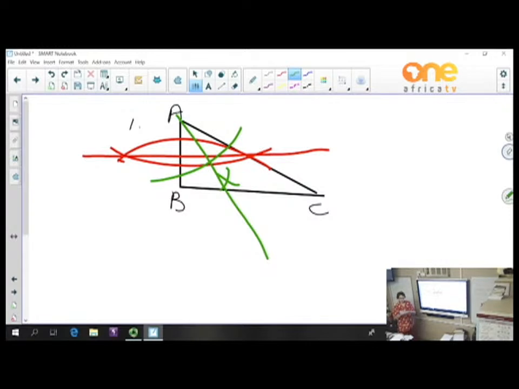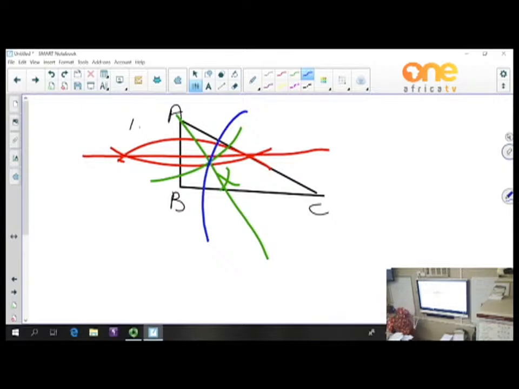So the third construction is the locus of points 9 centimeters from C. What is it from a point? A circle. So 9 centimeters now from C. So we measure and we construct then 9 centimeters from C. You construct a circle. Don't need to draw the full circle, just that part which is inside the triangle.